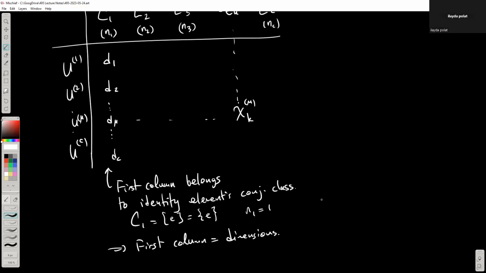Okay, why is this the case? Because the character for identity is basically the trace of the matrix for identity, but that's basically an identity matrix. It's a d mu by d mu identity matrix, so therefore the trace is equal to the dimension.